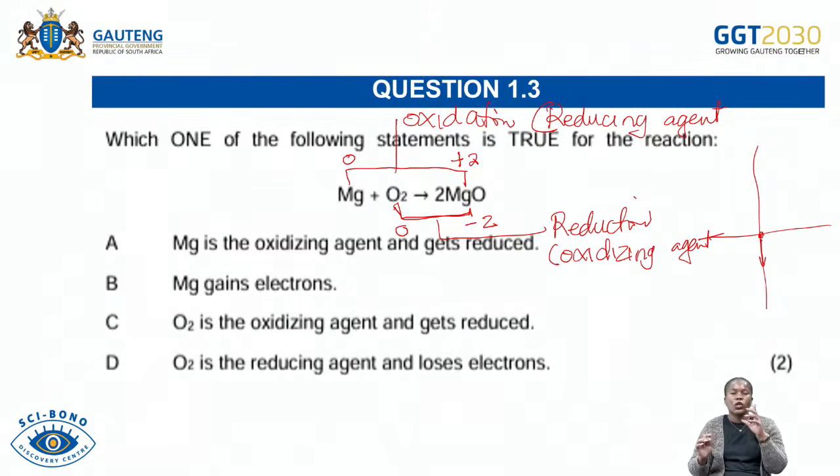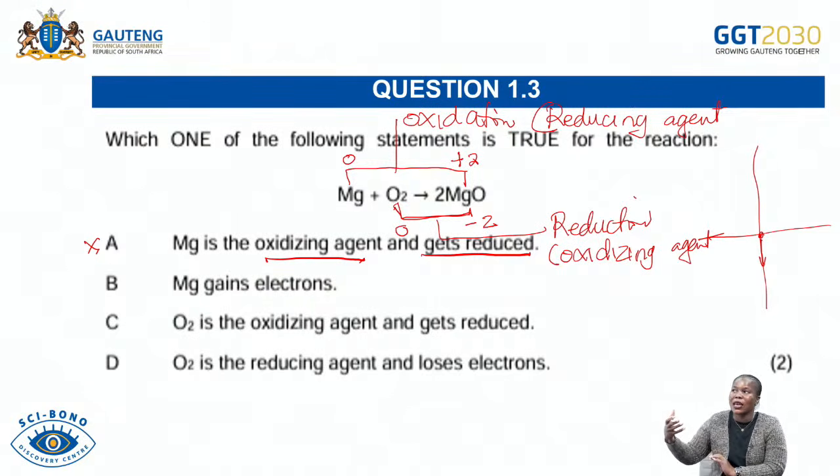Done. Look at your options, the ones that you have. Magnesium is the oxidizing agent and gets reduced. Magnesium is an oxidizing agent. Remember, our oxidizing agent is oxygen. So it is wrong. Magnesium gains electrons. What is the gain of electrons? It is reduction. And when we do the oxidation number, it shows that magnesium underwent the loss of electrons. It's a definite no-no.